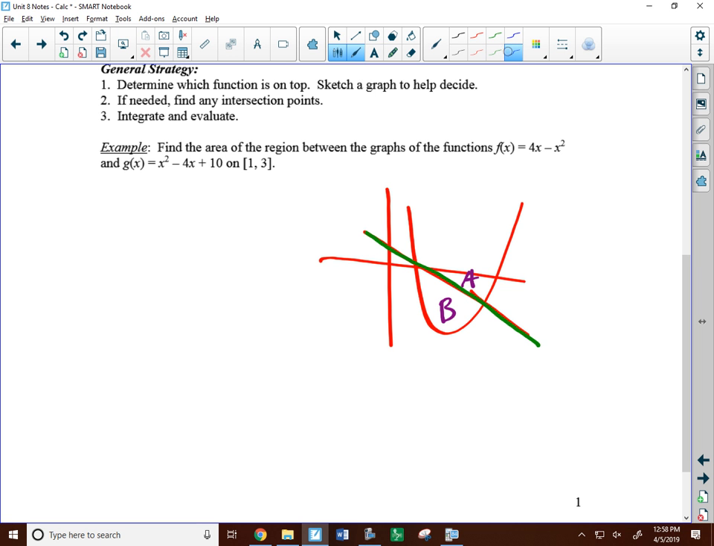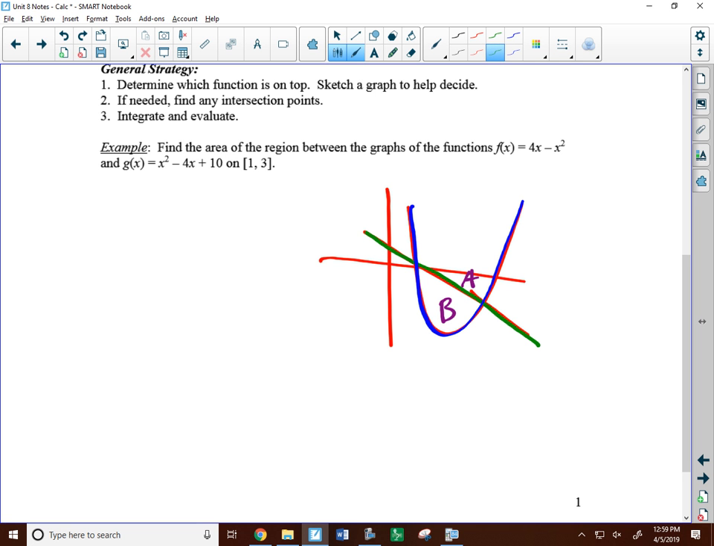Okay, so there's one function, here's the other. The area between them would be B. That's just the part that's between them there. So let me show you how this works. I would still do top function minus bottom. Sometimes students think, well, it's reversed. Should I do bottom minus top? No, we still do top minus bottom.